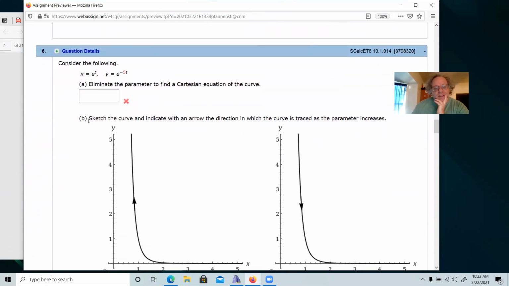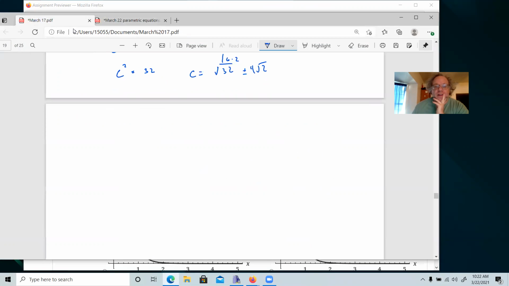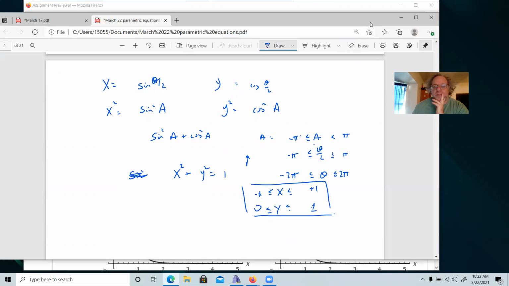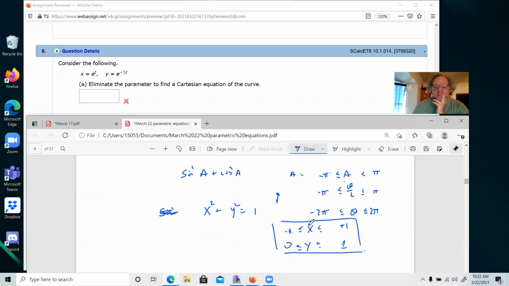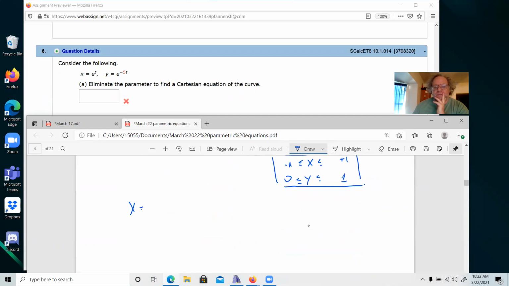All right, consider the following. We're going to eliminate the parameter and see what we see. All right. Oops, I don't want that one. I want this one. So here we have x is equal to e to the t, and y is equal to e to the negative 5t.